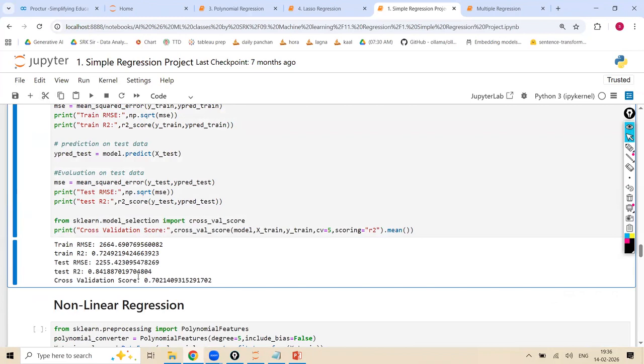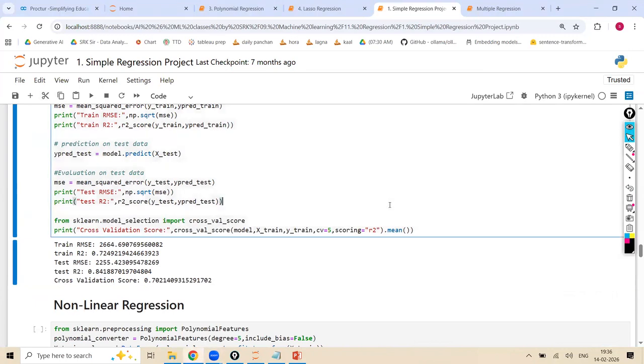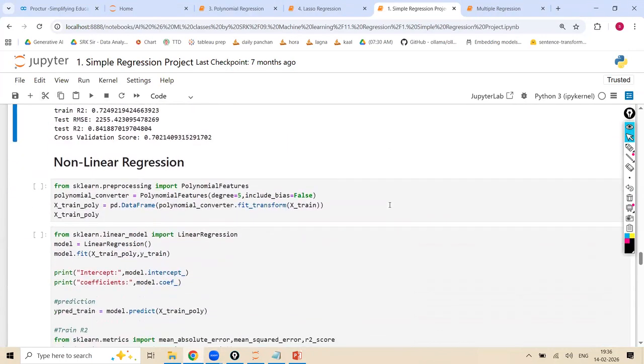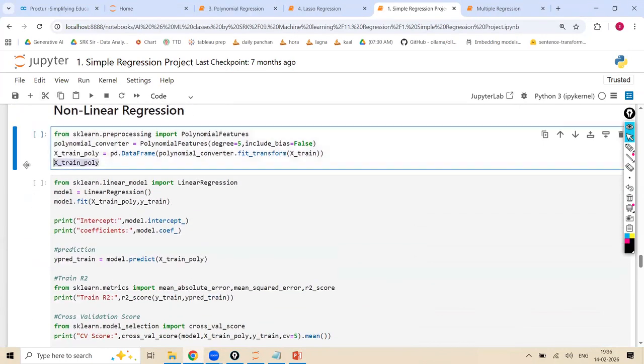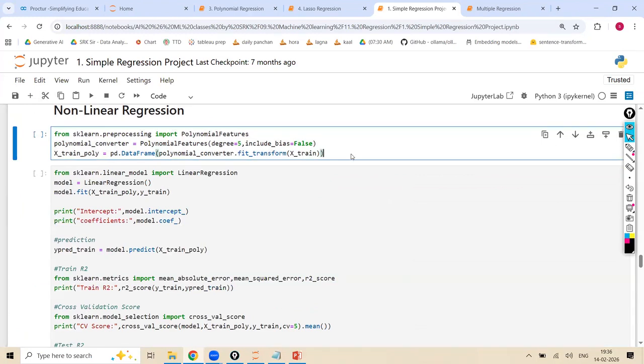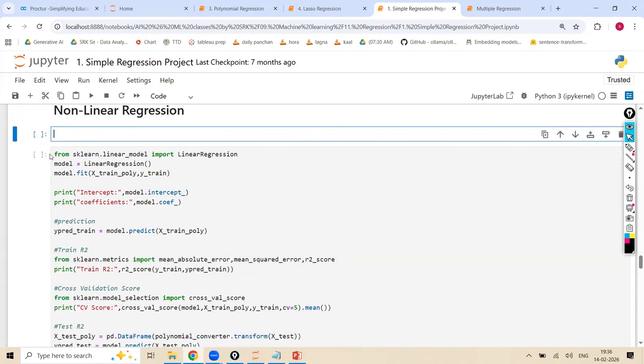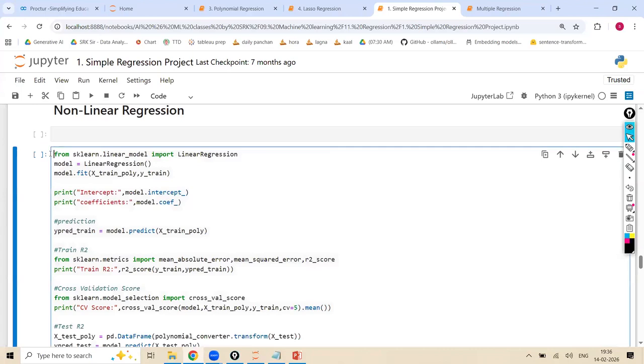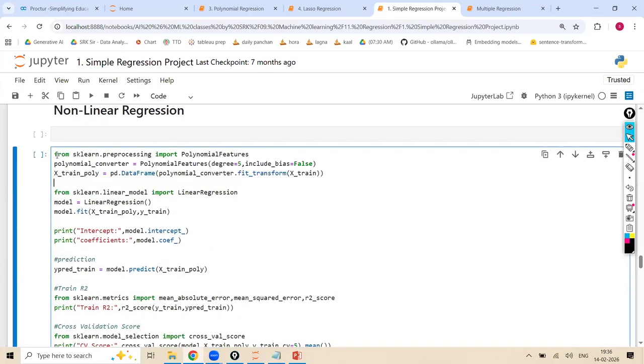What are the train and test and CV? Train, test, CV. Right? Similarly, non-linear regression is also the same. First, you are going to increase to the higher degree. After that, you are going to apply the linear regression only. Finally, linear regression only. Point is clear, guys?